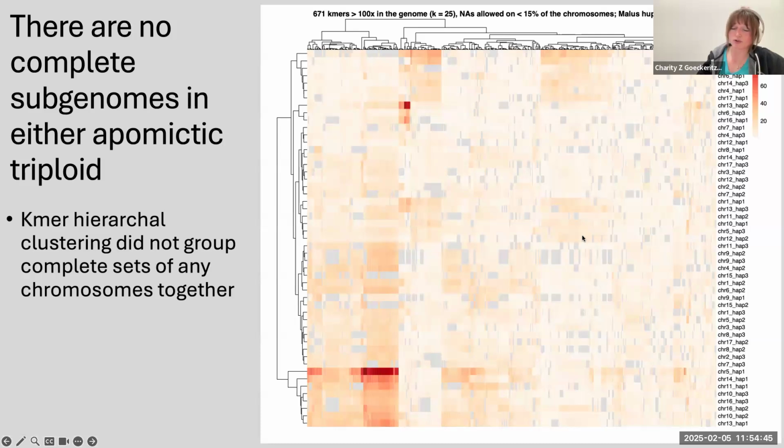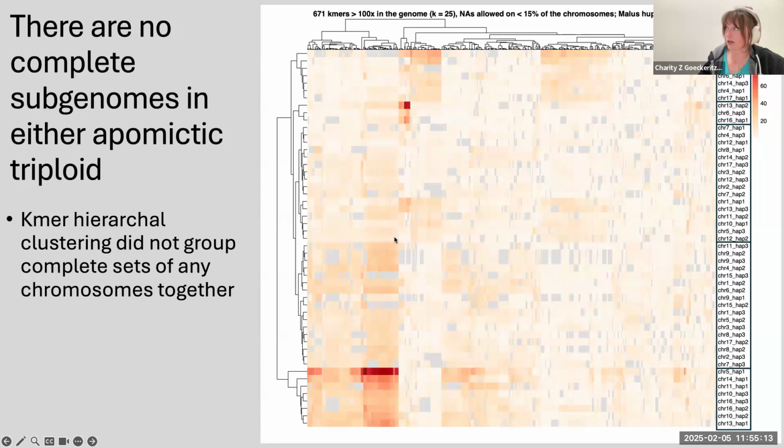So there are 671 different k-mers in this plot. Their abundances are shown according to the heat color. And on the x-axis up here is the dendrogram showing the clustering of the different k-mers, so the closer they are, the closer the sequence is. And the y-axis shows how the chromosomes cluster according to the algorithm and the abundances and types of k-mers. So I've made some little subgroups here, and none of these contain a full set of 17. In fact, some of them contain 2 copies of the same chromosome group.